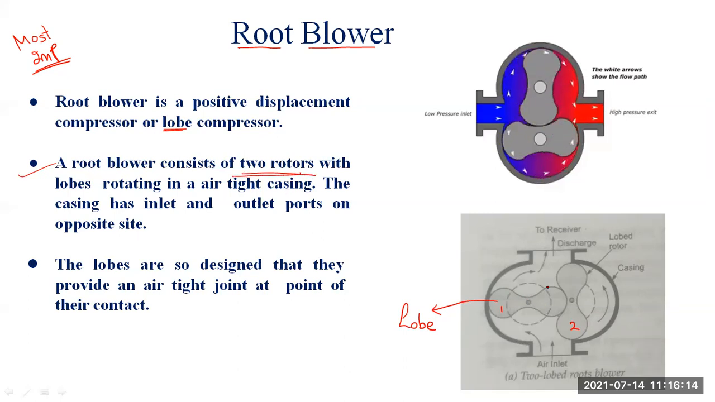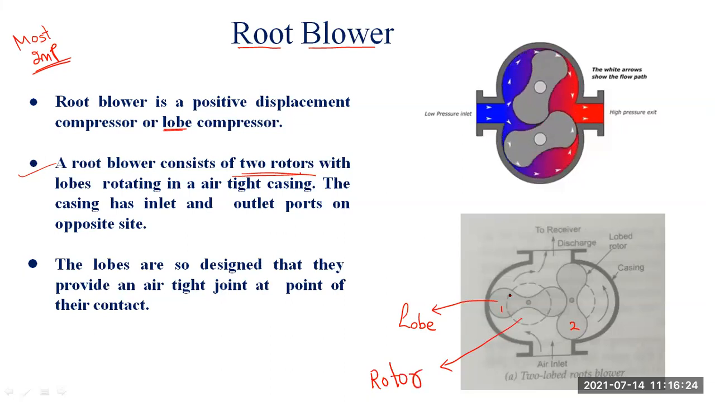Which one is the rotor? This circular part, which you are watching at the dotted line. This is the rotor, and it is connected with the pump. The pump will rotate and this rotor will rotate, with lobes rotating in an airtight casing.